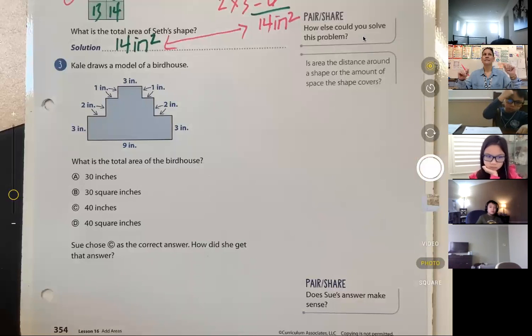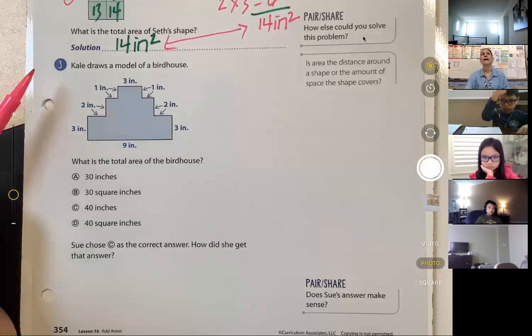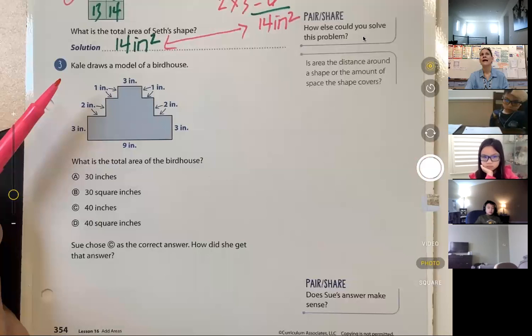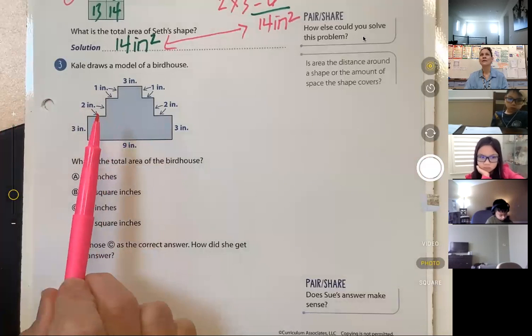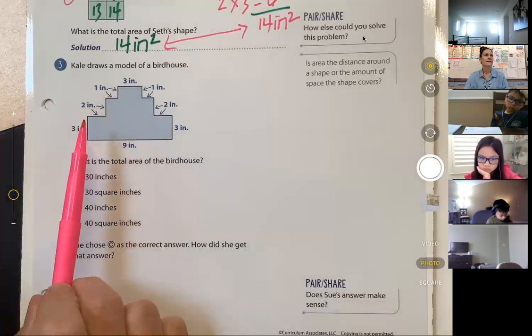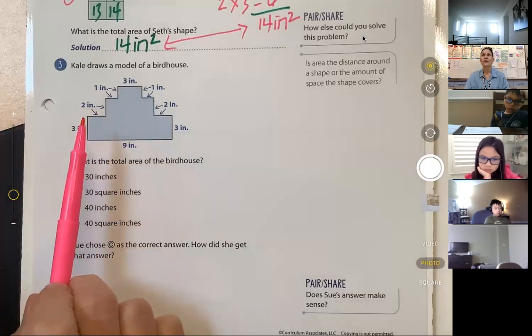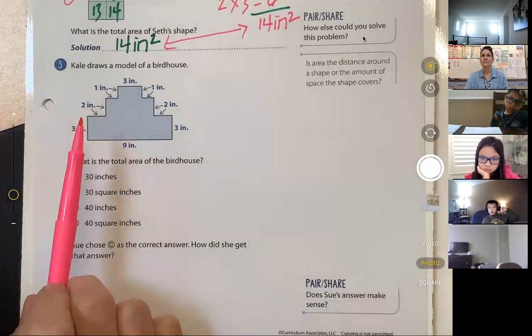All right, let us take a closer look at number 3. We're going to talk about kale. Okay, number 3, friends, here we go. Kale draws a model of a birdhouse. This is the model, friends. You can clearly see that this is not a rectangular shape. We are going to have to break this up.